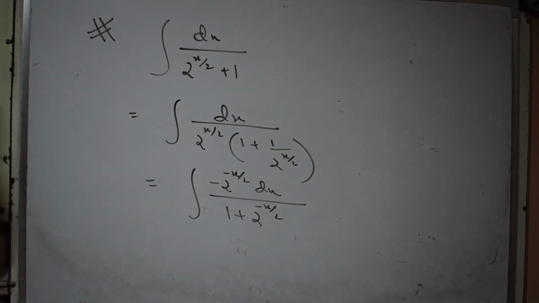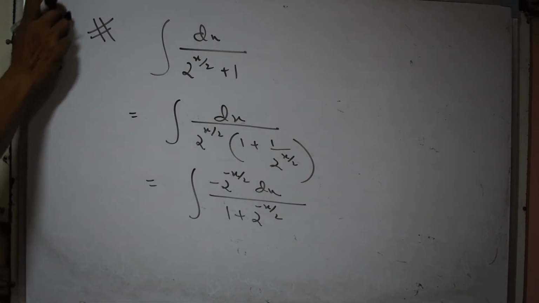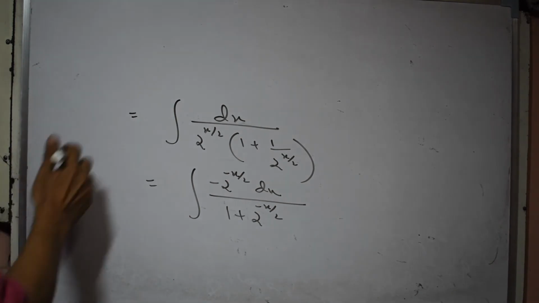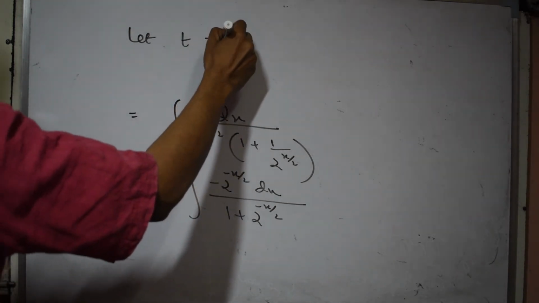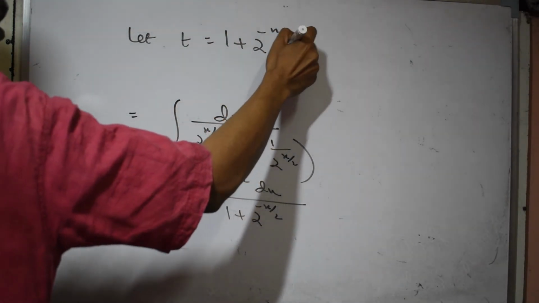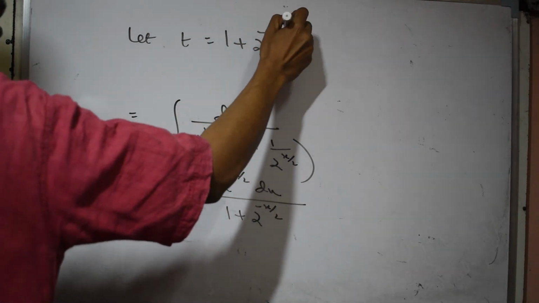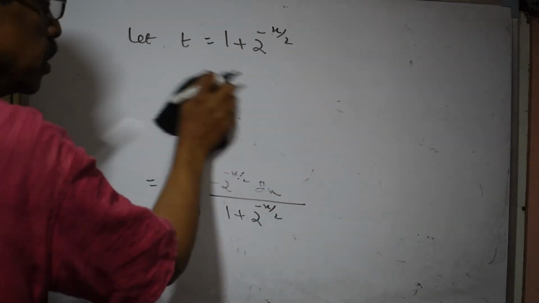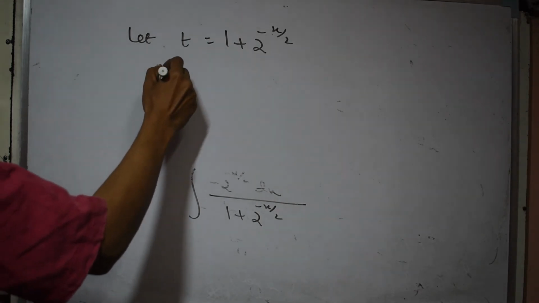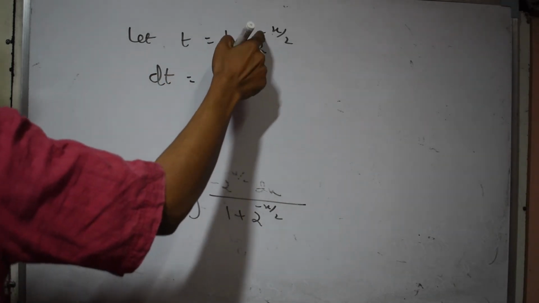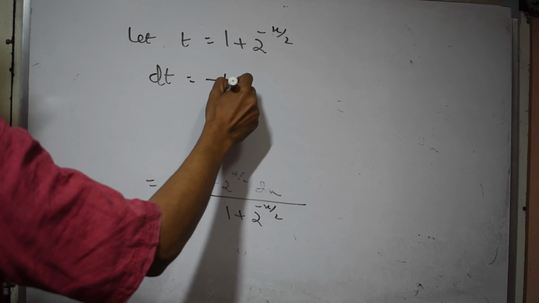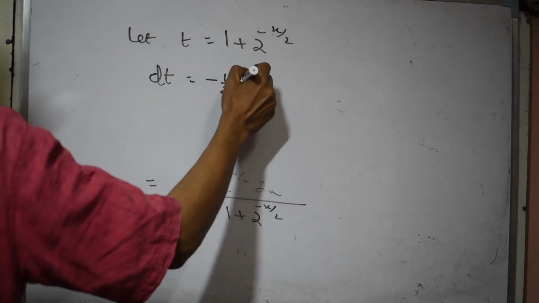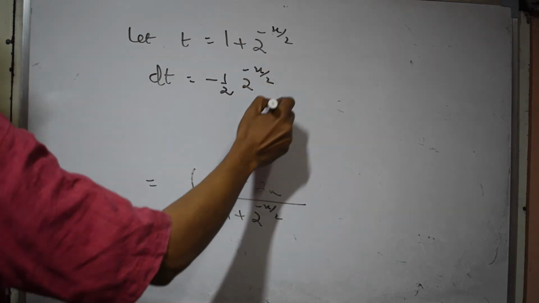You can take the denominator as t. So let t is equal to 1 plus 2 to the power minus x by 2. Then what we are finding is dt is 2 to the power minus x by 2, that is minus half, because there is a minus, 2 to the power minus x by 2 into log 2.